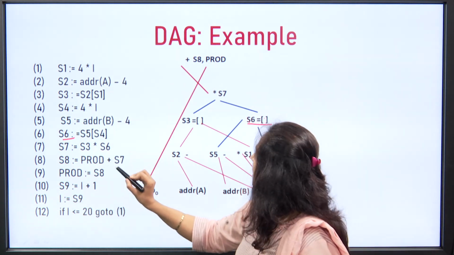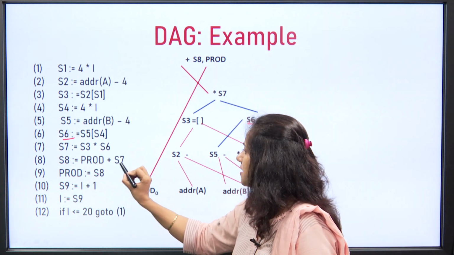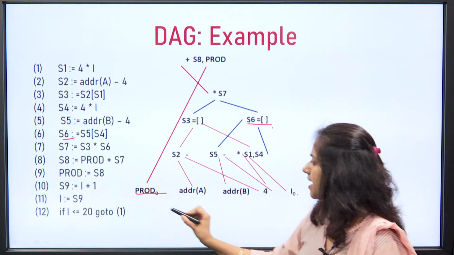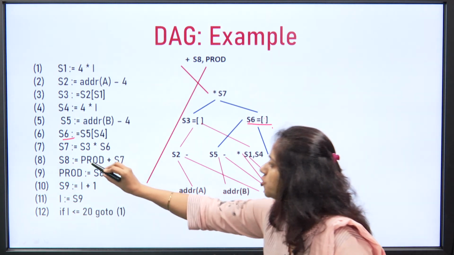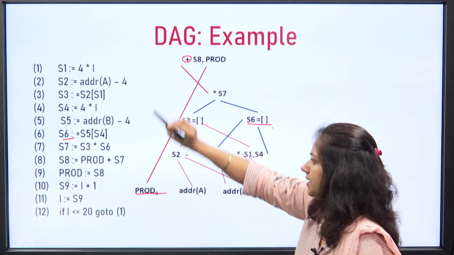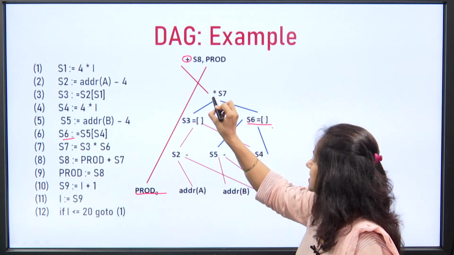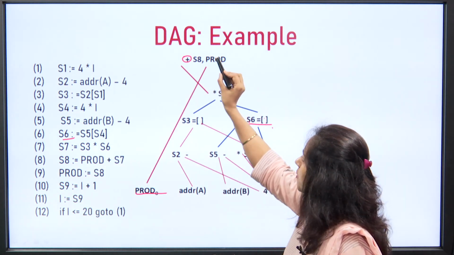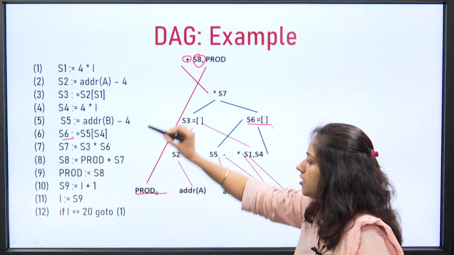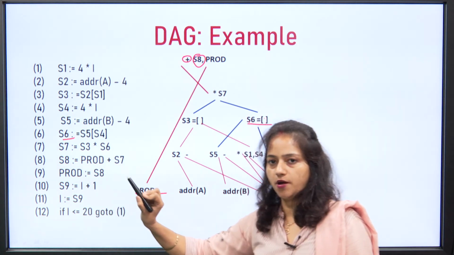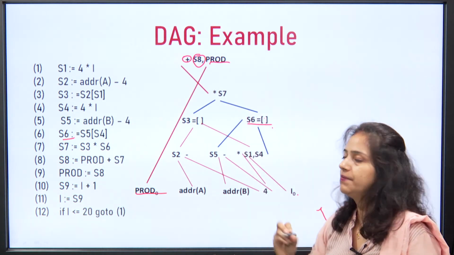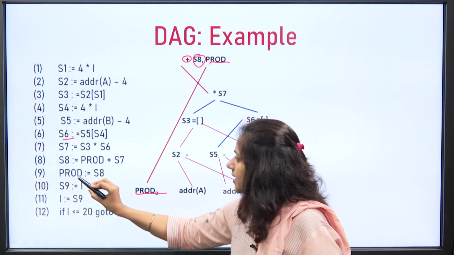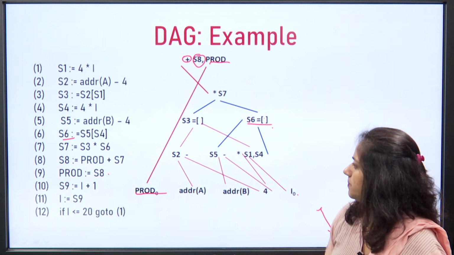Now, next is product plus S7. So, here we can create another leaf for the variable product, and then this should be added. So, here we have the plus operator, S7 plus this one, and this will be in prod, this will be in asset. Now, next statement is asset is equal to a product. So, another label or variable name can be added over here, that is product. So, this is product is equal to asset. Till now we have implemented it.